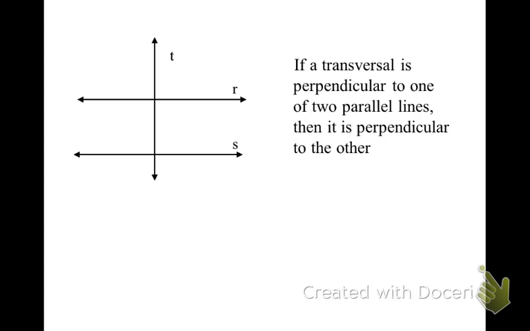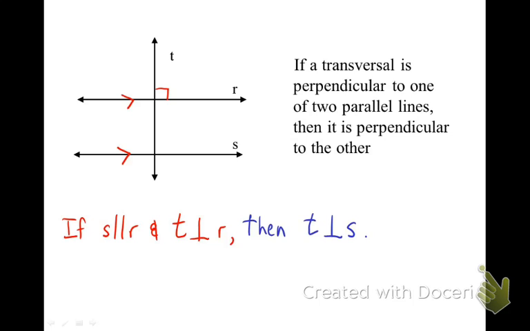Now here we have two lines and a transversal. And if a transversal is perpendicular to one parallel line, it has to be perpendicular to the other. So we have lines R and S are parallel, and we can tell that because they have the little red arrows. And we can see that transversal T is perpendicular to line R. And if a transversal is perpendicular to one parallel line, then it's perpendicular to the other.